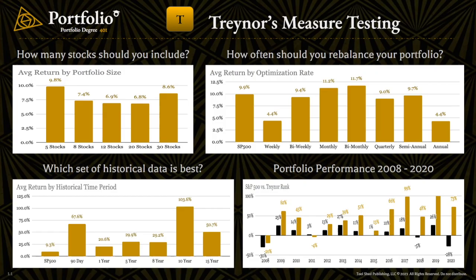In terms of how many stocks you should have in your portfolio, with Treynor's measure, you only want to use a few of them, like 5, or a lot of them, like 30.